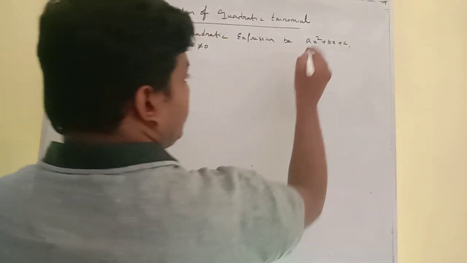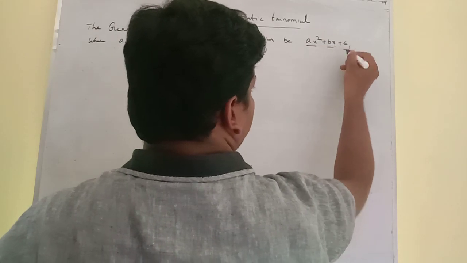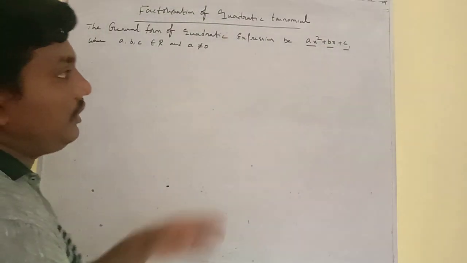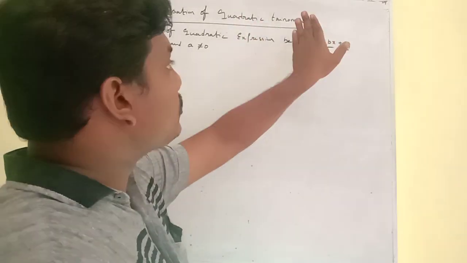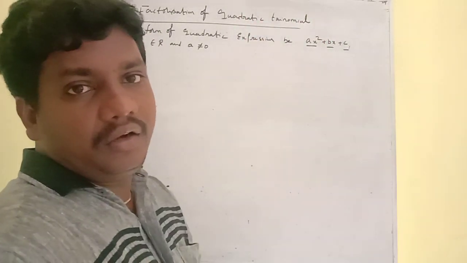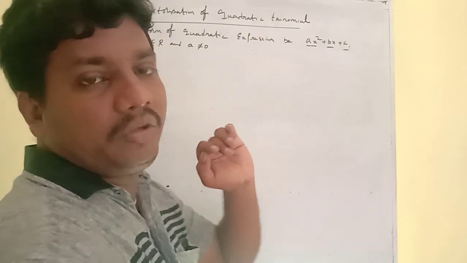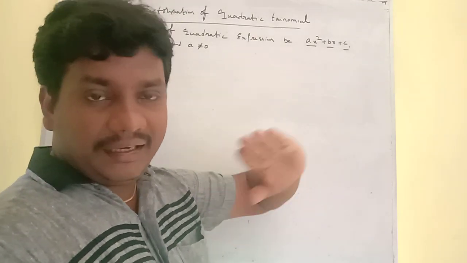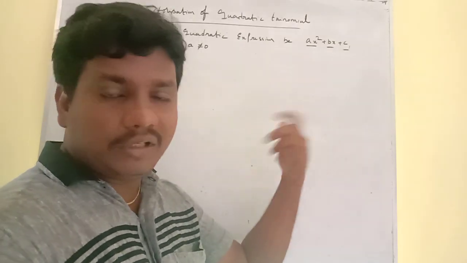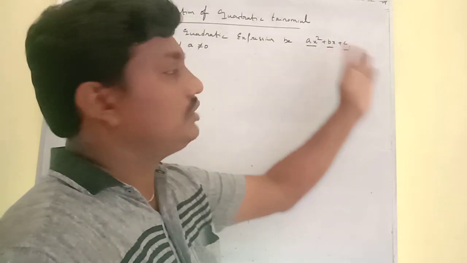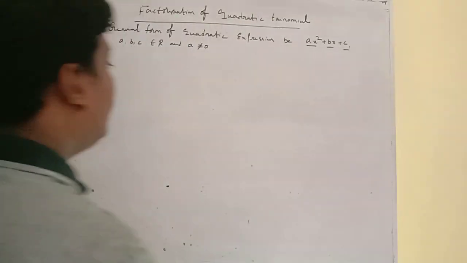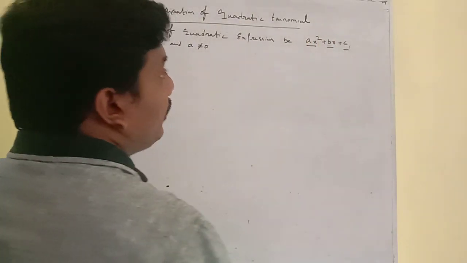Now here three terms are there: ax square plus bx plus c. That is called a trinomial, so we can say this is a quadratic trinomial. That means a quadratic polynomial can have at least one term and at most three terms, that is ax square plus bx plus c. That is called a quadratic trinomial.